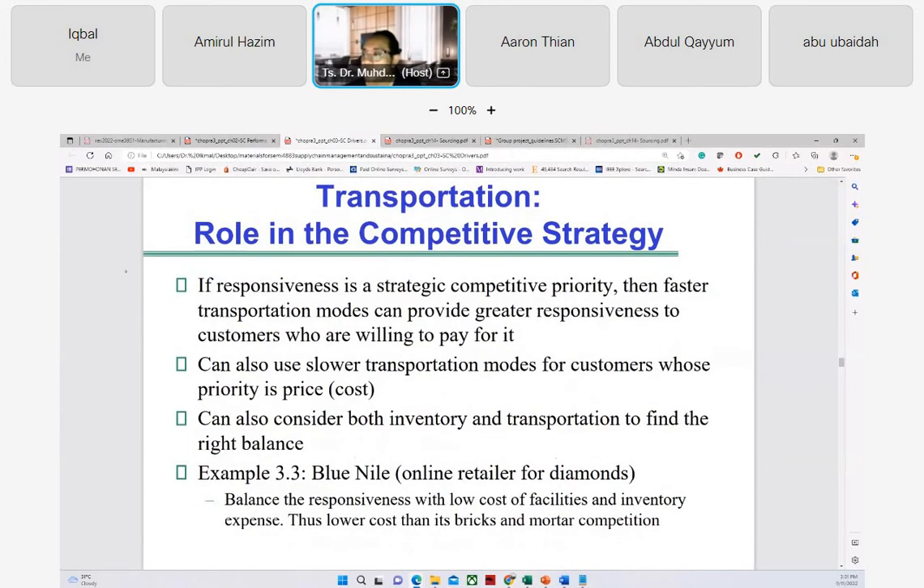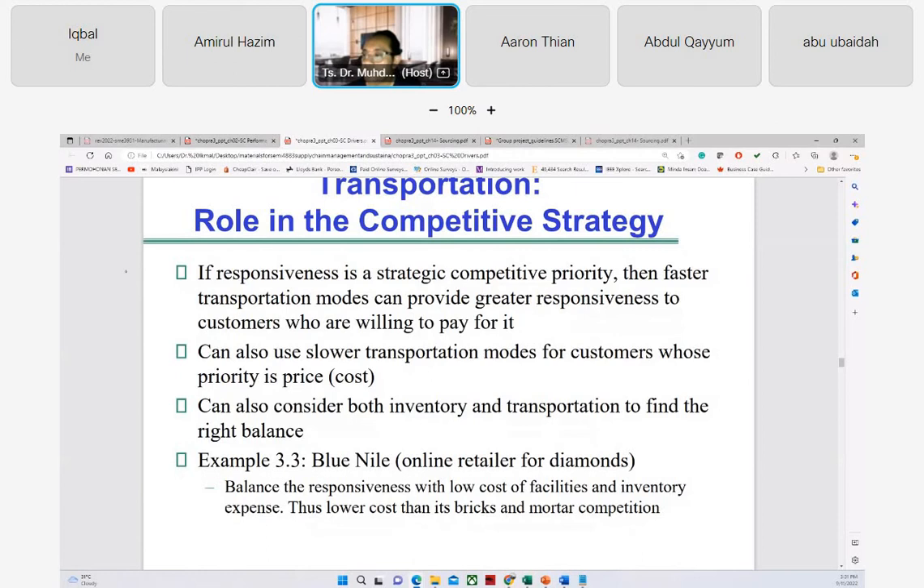Roles in the competitive strategy. If responsiveness is the strategic competitive priority, then faster transportation modes can provide greater responsiveness to customers who are willing to pay for it. See that? So for high responsiveness, you have to pay more.